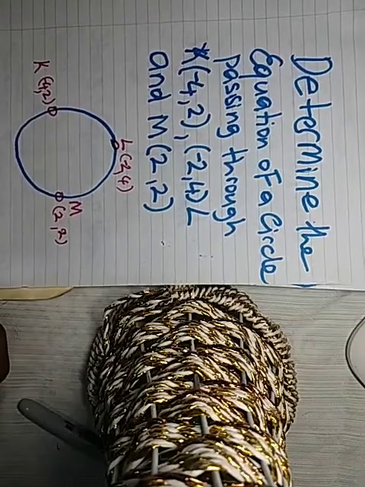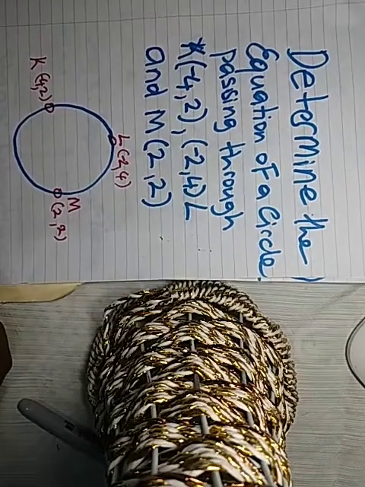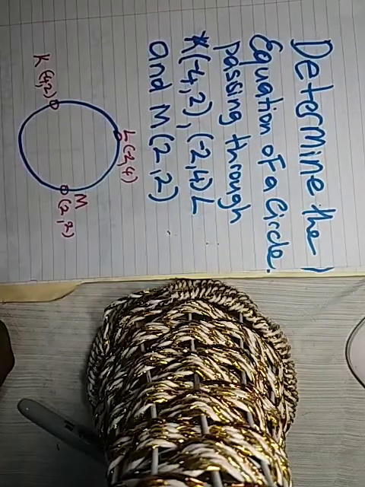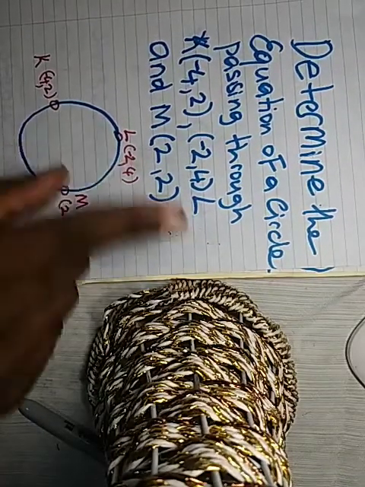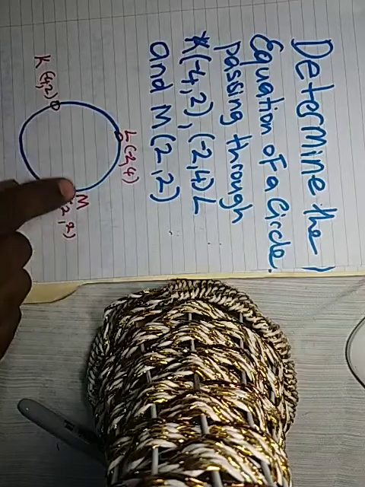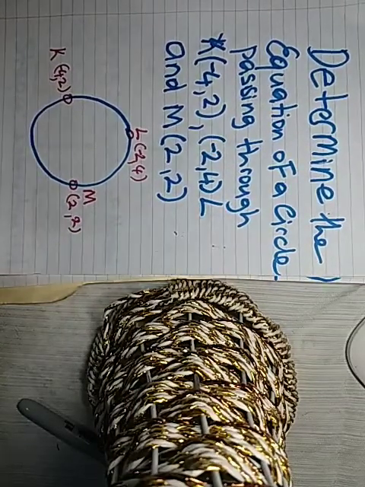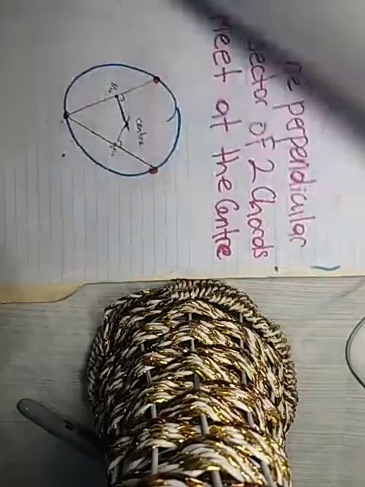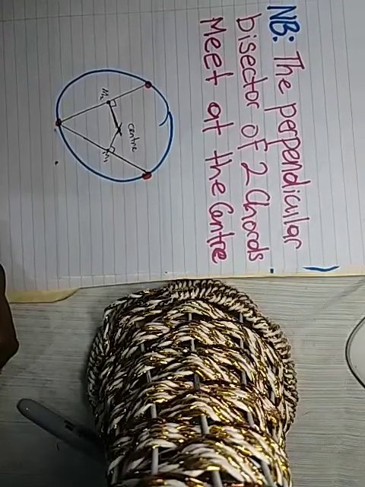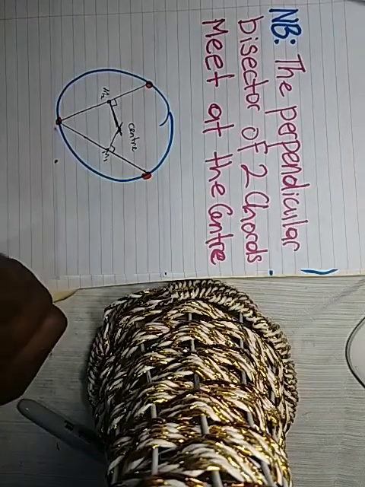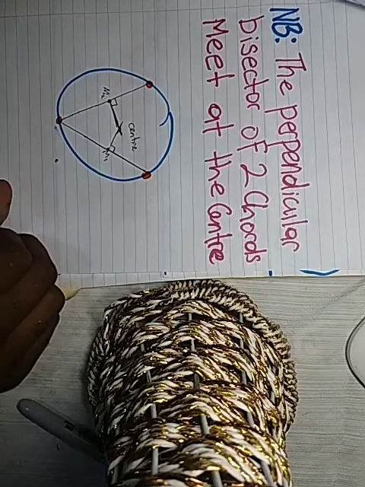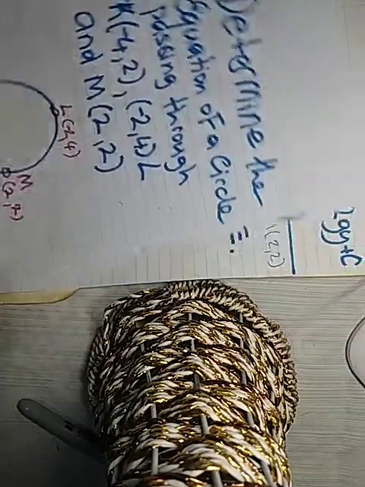All right, so welcome to our second attempt at this question, finding the equation of a circle when given 3 points on the circumference of a circle. Before, we used the property of chords and perpendicular bisector, but this time we are going to be doing it a bit differently.